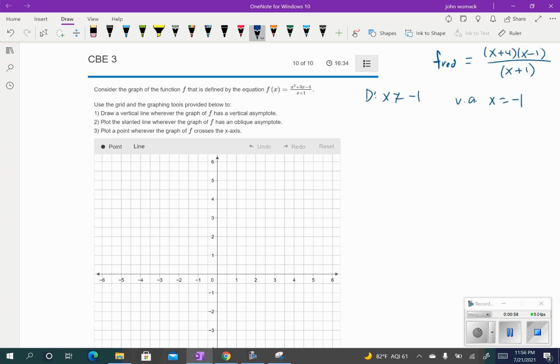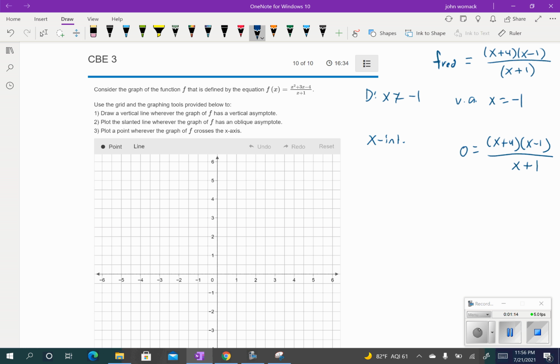The oblique asymptote, let's get to that in just a second. Let's do the x-intercepts first, right, where it crosses the x-axis. We just did that, but to find it, we put 0 in for y. So x plus 4 times x minus 1 over x plus 1.